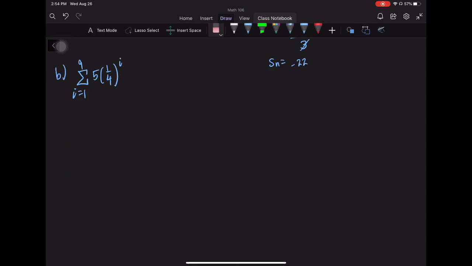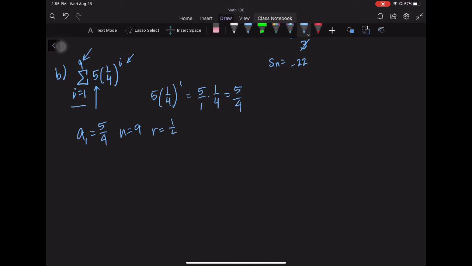On part B, one thing to think about is I need to know what the first term is. You would think that the 5 is your first term, but that's only when your actual term is 1. So for 1, if I plug in 1 here, for the first term, that's 5 times 1/4 to the 1, which is 5 times 1/4, which is 5/4. That means our first term is 5/4. Our n is 9, that's at the top here, and our common ratio is 1/4.